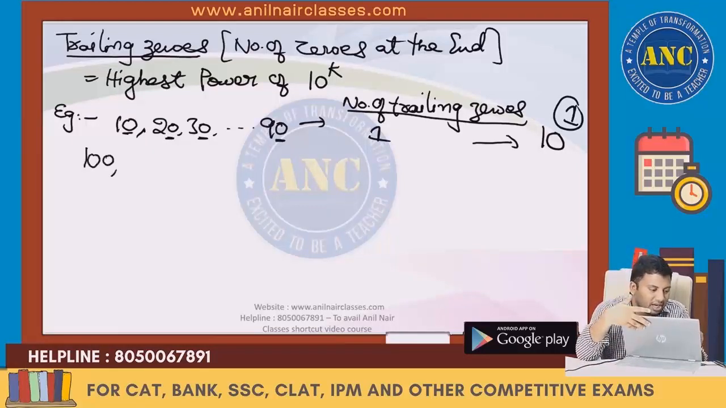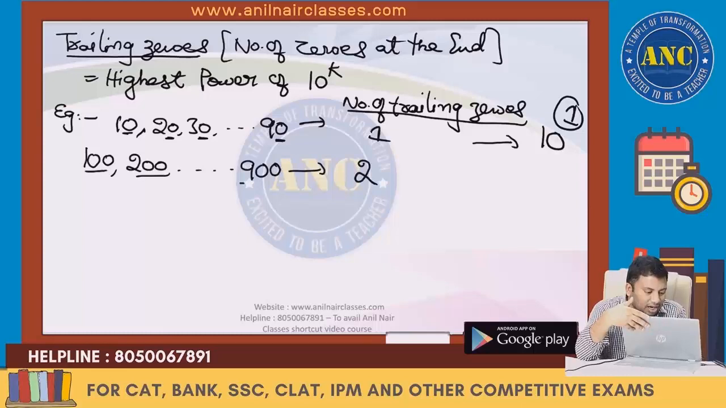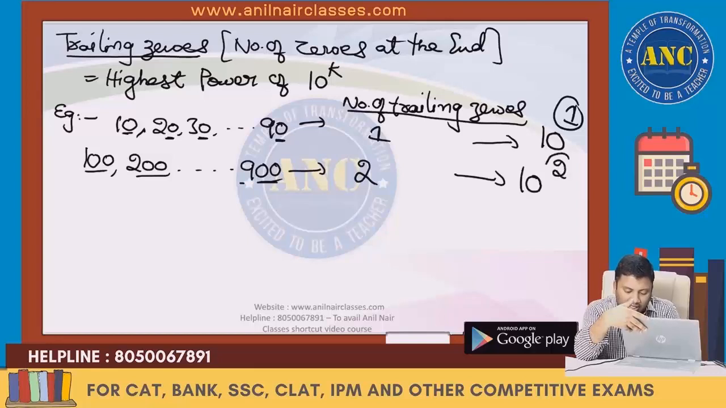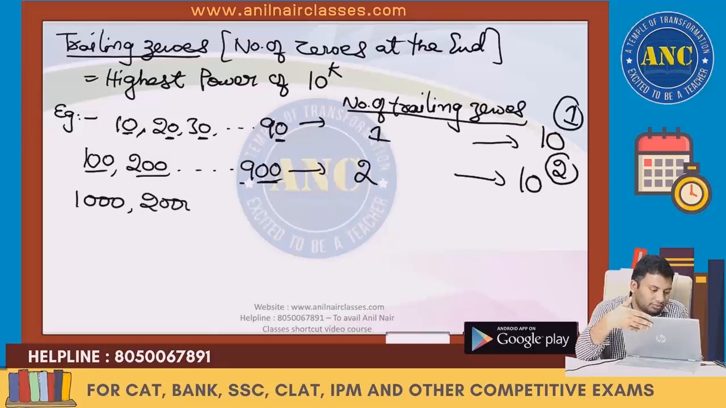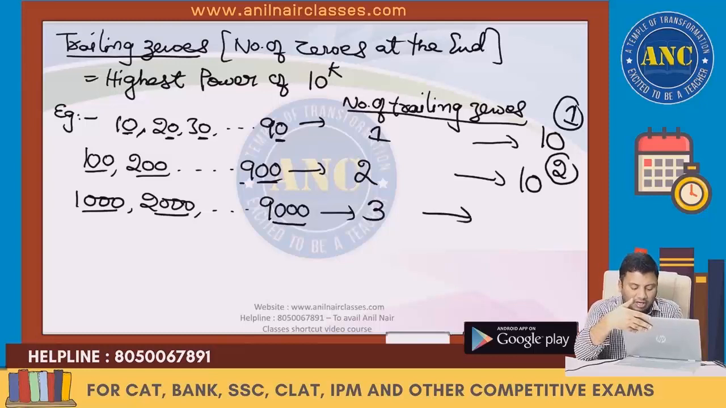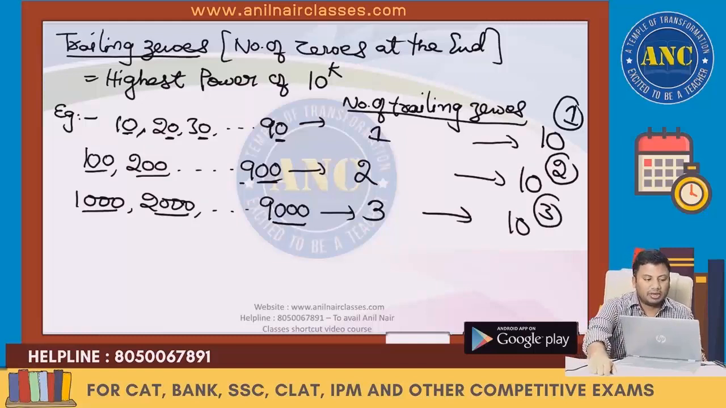Suppose it is 100, 200 and so on up to 900. The number of zeros at the end is 2, which is nothing but the highest power of 10 square, that is 10 power 2. Similarly, 1000, 2000 and so on up to 9000 have 3 zeros at the end, which is nothing but 10 power 3.